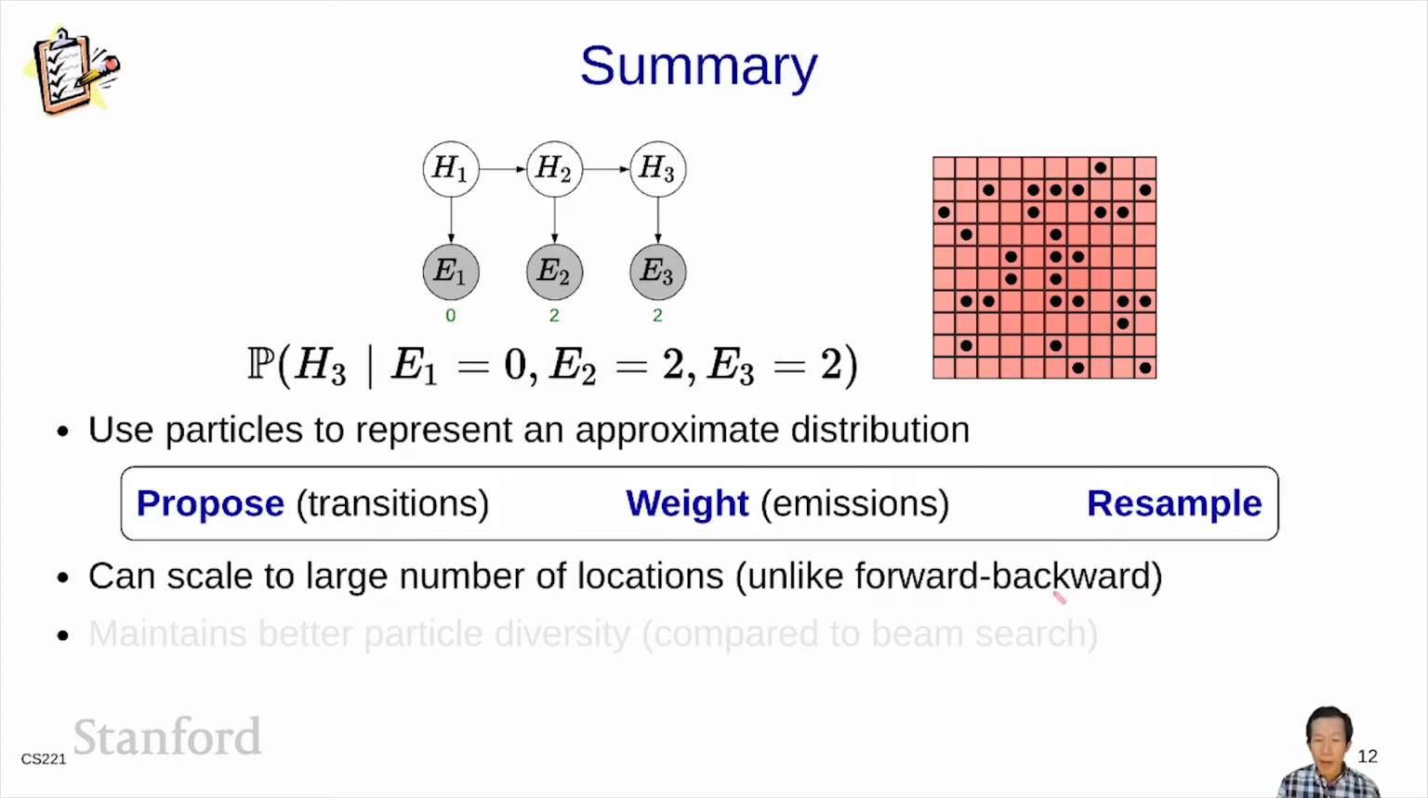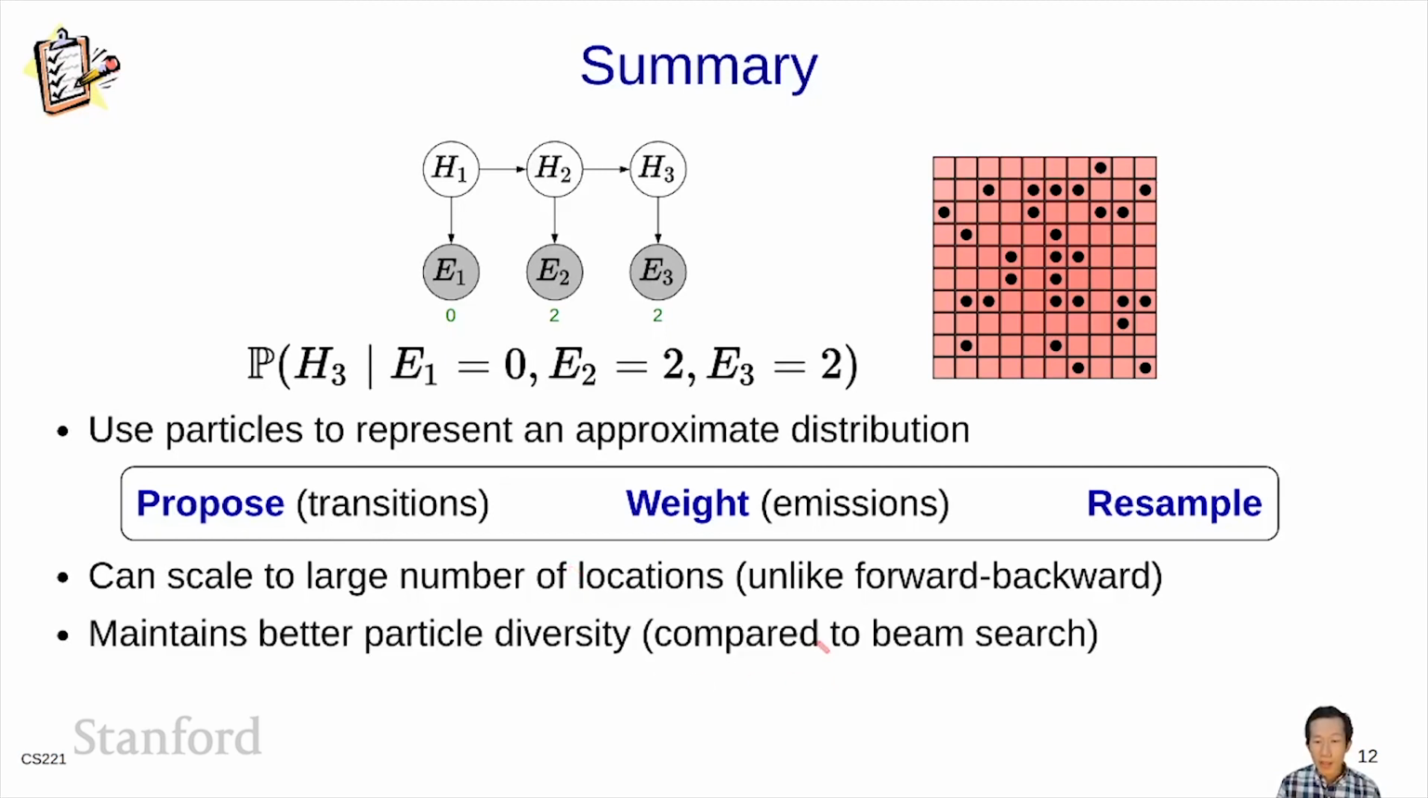So unlike the forward-backward algorithm, particle filtering allows us to scale up to cases where there are a large number of locations. And also, unlike beam search, it allows us to maintain better particle diversity, especially in situations where the distribution is close to uniform. Particle filtering is also called sequential Monte Carlo, and there are many more sophisticated extensions that I haven't covered. In particular, particle filtering works for general factor graphs, not just hidden Markov models. And I encourage you to read up and learn more about it.